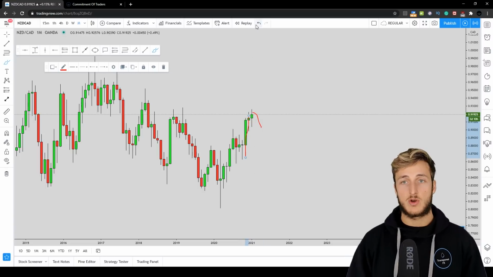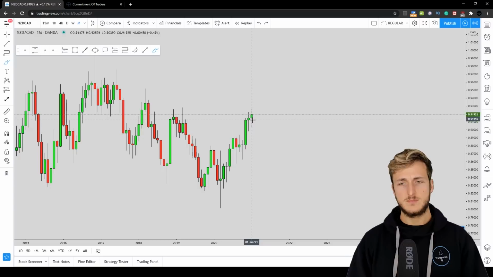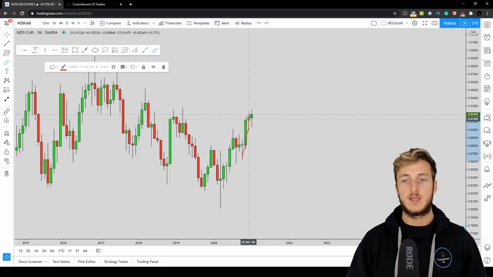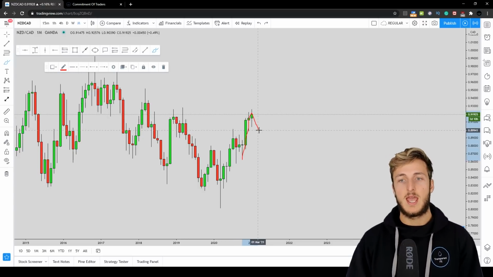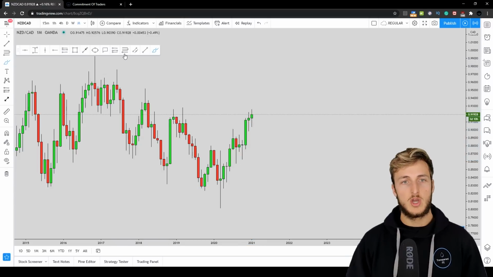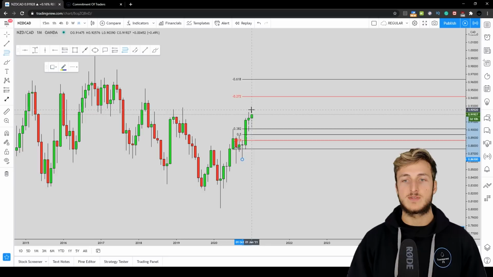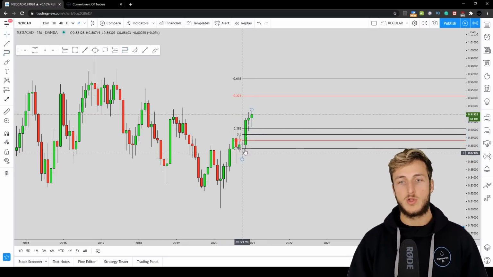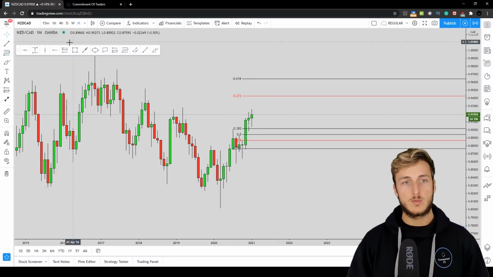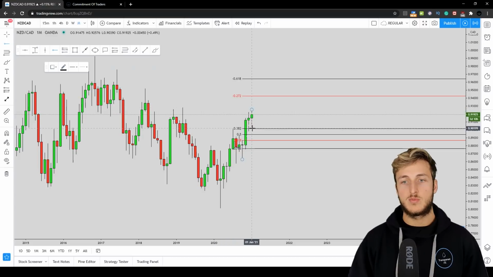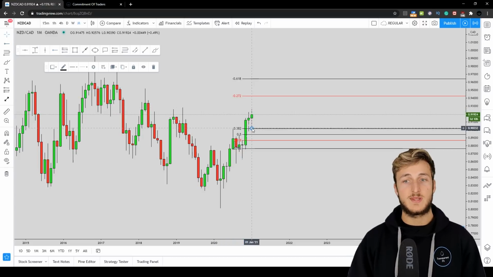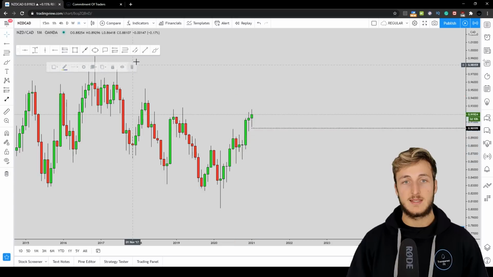One last thing to say here on the monthly is that generally speaking, if you have an impulse in the market and you want to measure the correction, what you have to do is take your Fibonacci from the low to the high of the impulse. And if we take our Fibonacci from the low to the high of this impulse, what we can see is that we have our 0.382 Fibonacci retracement lining up exactly at this area.